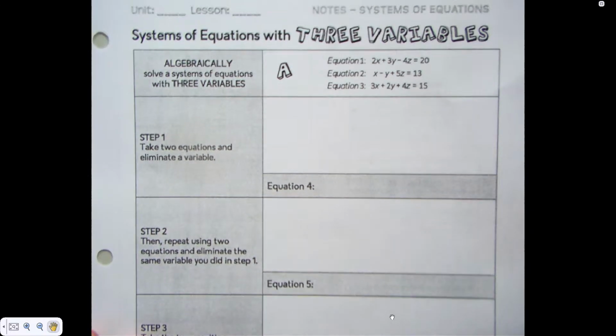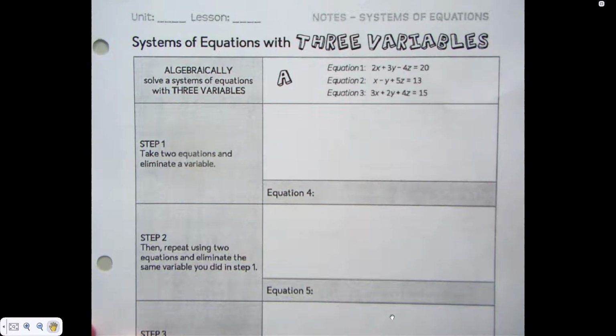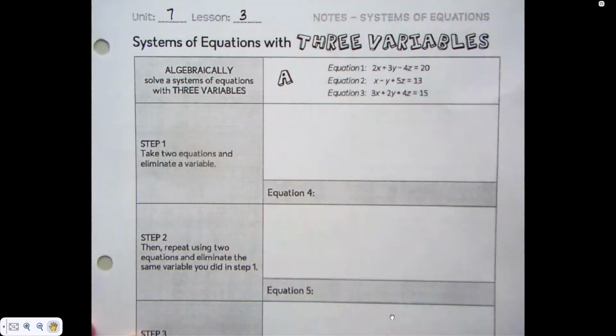Today in Honors Pre-Calc, we are going to be covering how to solve systems with three variables. We are covering Unit 7, Section 3 today. The key to working with three variable systems, there's a lot of different ways to learn how to do these.